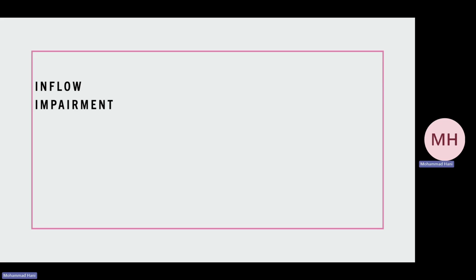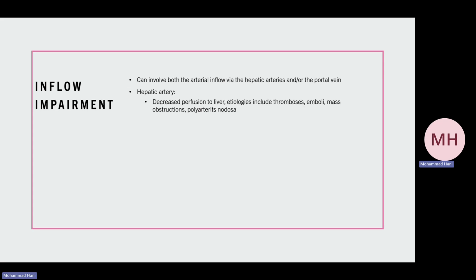Now, talking about inflow impairment, as we mentioned earlier, it involves the hepatic arteries and/or the portal vein. If there is a problem in the hepatic artery, it will cause decreased perfusion to the liver. Common etiologies include thrombosis, emboli, mass obstructions, and polyarteritis nodosa. Polyarteritis nodosa is one of the medium vessel vasculitides, and you can learn more about that in the blood vessel pathology section.